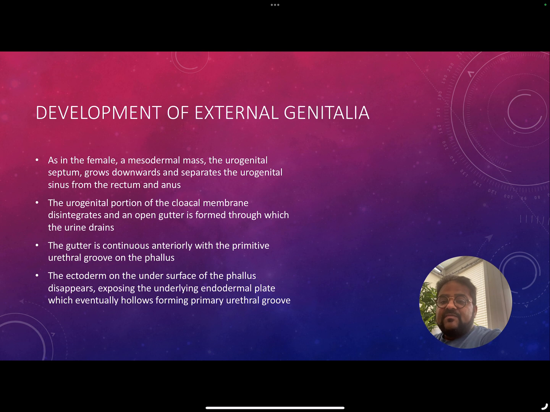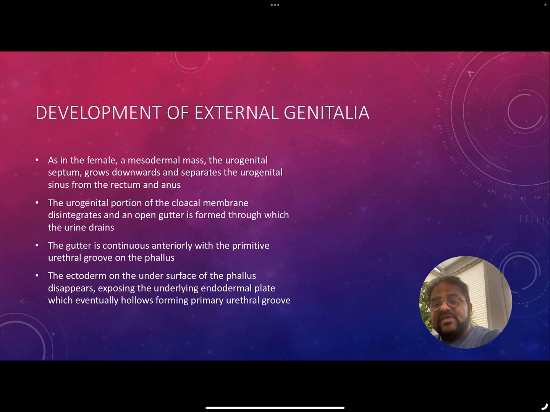In the male, a mesodermal mass, the urogenital septum, grows downwards and separates the urogenital sinus from the rectum and anus. The urogenital portion of the cloacal membrane disintegrates, disappears, and an open gutter is formed through which the urine drains. And the gutter continues anteriorly with the primitive urethral groove on the phallus.